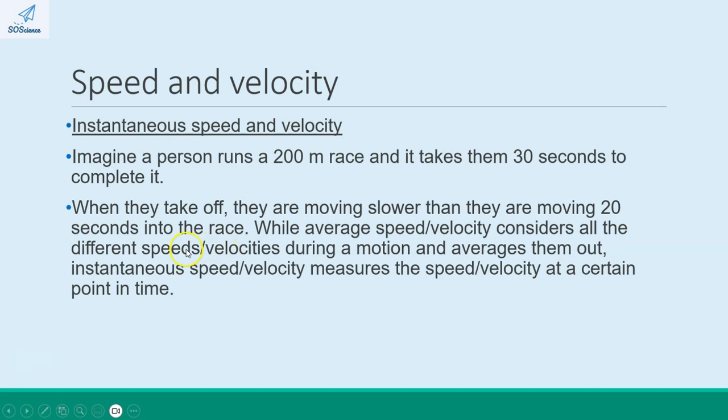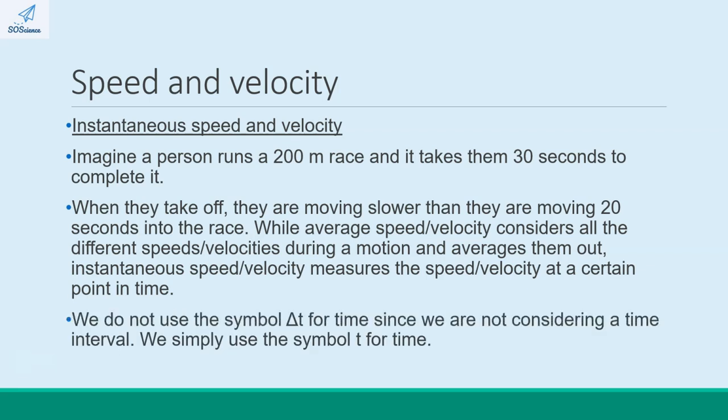On the other hand, instantaneous speed and instantaneous velocity will look at the speed or the velocity at a particular point in time. So it doesn't take delta t into account, delta t being some sort of time interval, but rather it uses only t, which is a point in time. So again, we don't use the symbol delta t for instantaneous speed and velocity because we're not considering a time interval. So we simply use the symbol t for time.